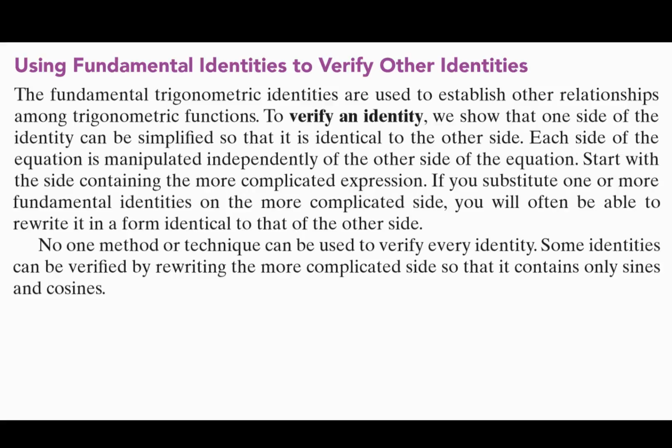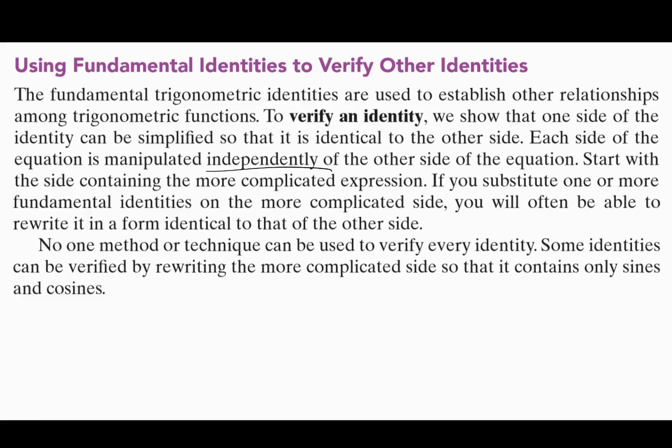The fundamental trigonometric identities are used to establish other relationships among trigonometric functions. To verify an identity, we show that one side of the identity can be simplified so that it's identical to the other side. Each side of the equation is manipulated independently. This is important: it's manipulated independently of the other side. What that means is this is not an equation, so you cannot cross the equal sign to help. You can't add things to both sides, and you can't multiply things to both sides. We're trying to show that the left side is equal to the other side, so you don't want to cross the equal sign.